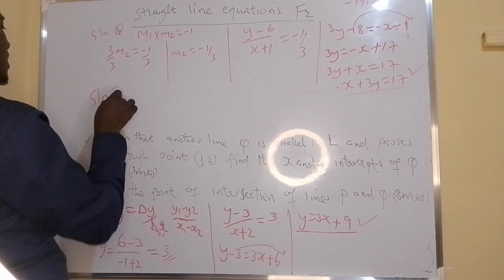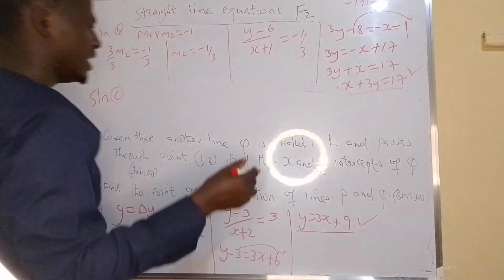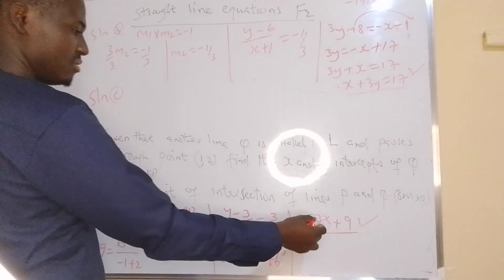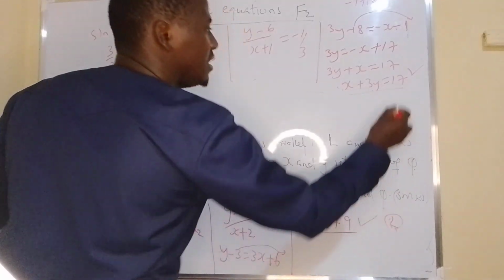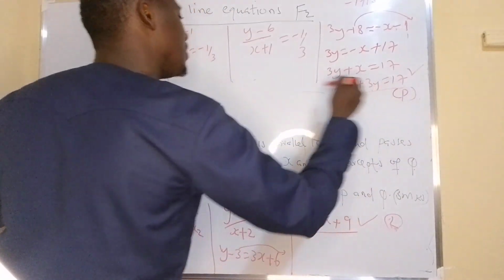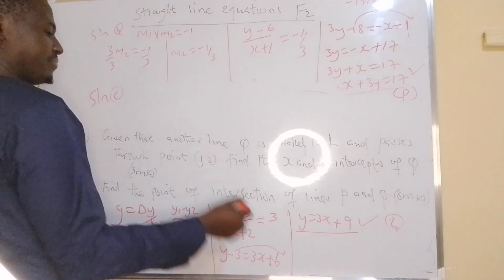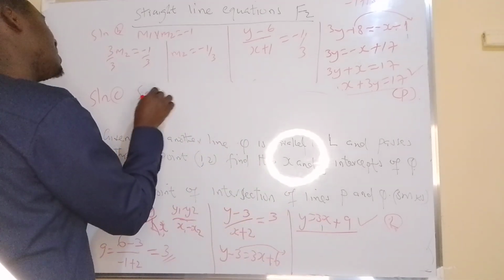Given that another line Q is parallel to L. L is the first equation, this one. This is equation L, and this is equation P. Don't forget that. Now we're looking for Q. Q is parallel to L. Parallel means same gradient.